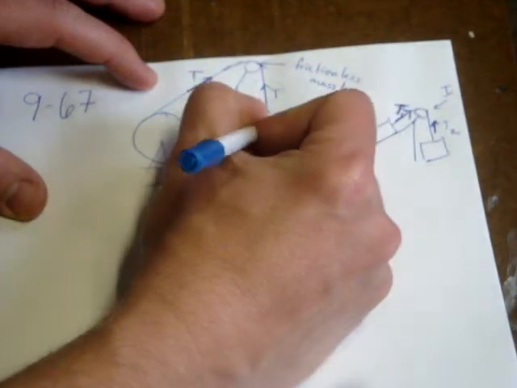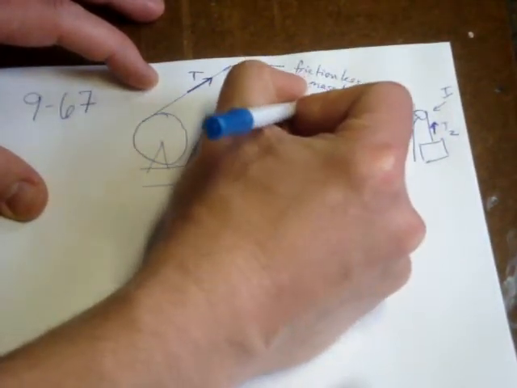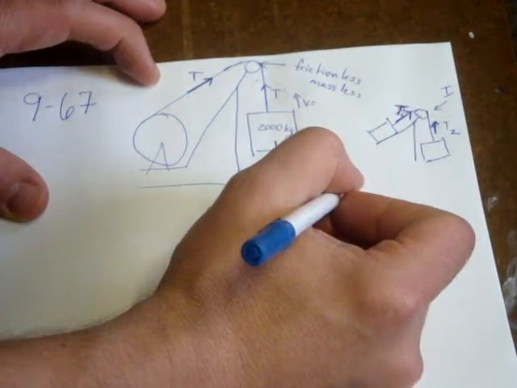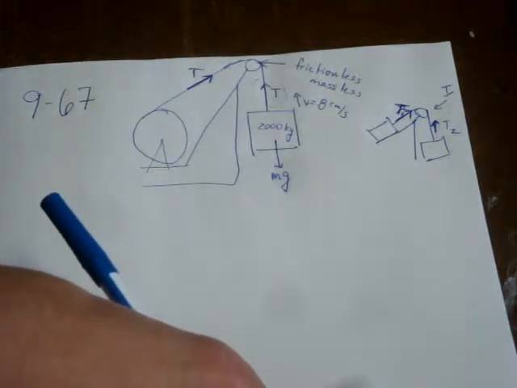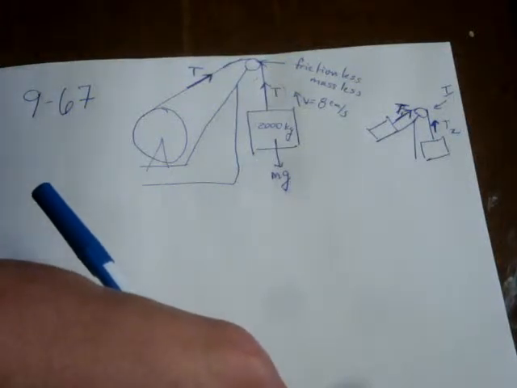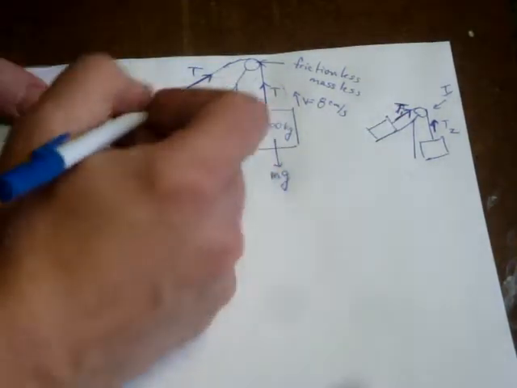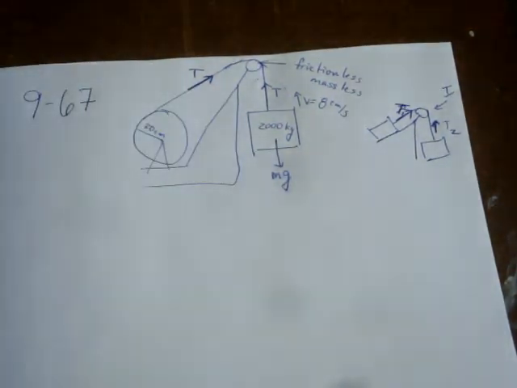Coming back to this problem 9.67, it describes the mass of this block as being 2,000 kilograms, and it tells us that it has an upward velocity equal to 8 centimeters per second, pulled by a steel cable that passes over a massless pulley to a motor-driven winch. The radius of the winch is 30 centimeters. So it tells us this is 30 centimeters. And it asks, what is the tension in the cable?